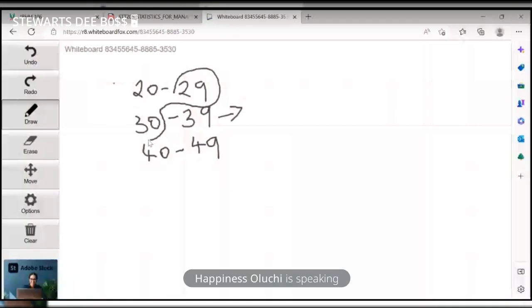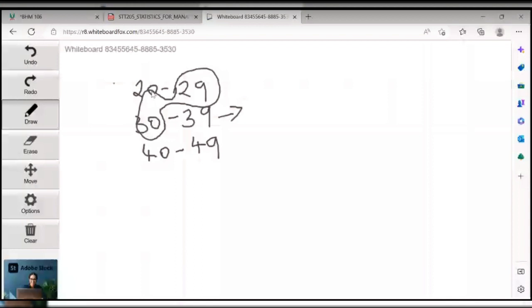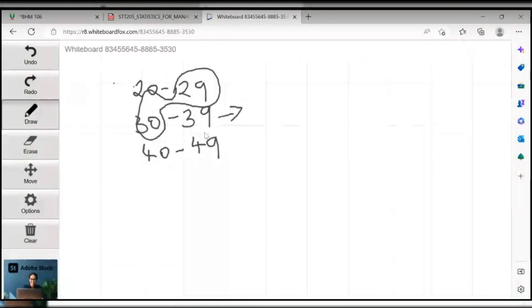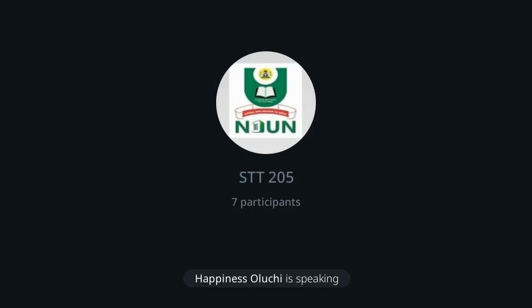Something like that. So if I want to calculate for this one, it will be 20 plus 19, and for this one, 40 plus 39, divided by 2. That's for the lower class boundary. I think it's clear.